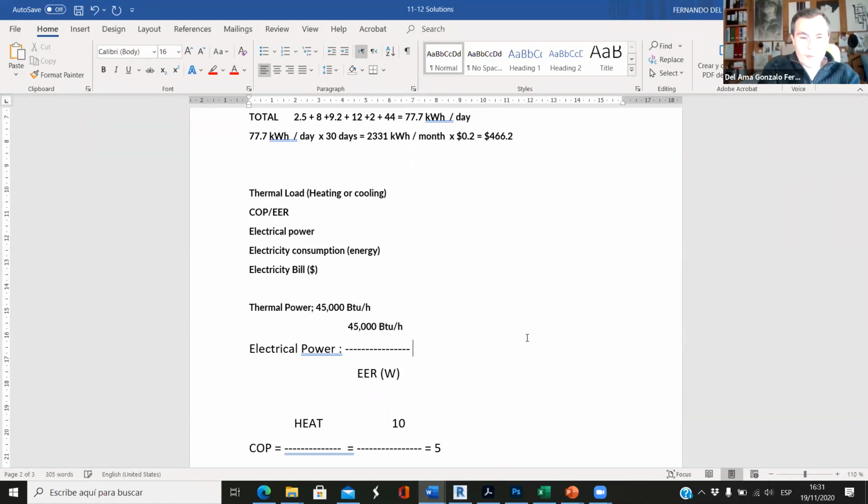So what is the electrical power? And then, well, what is the typical EER? It can be 10 to 15, okay, 10, something like that. It depends on the heat pump, but a typical EER, well, this is quite low. 15 is better, 20 would be even better, 10 is acceptable. So what is the electrical power? So it's 45,000 divided by 10, so it's 4,500 watts.